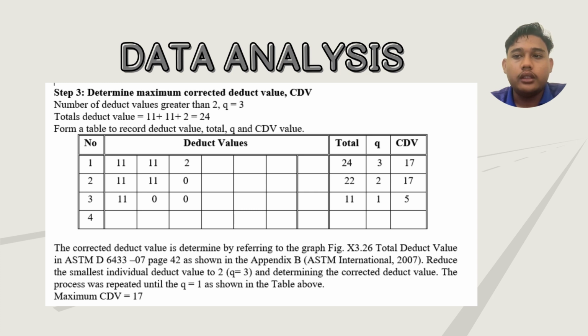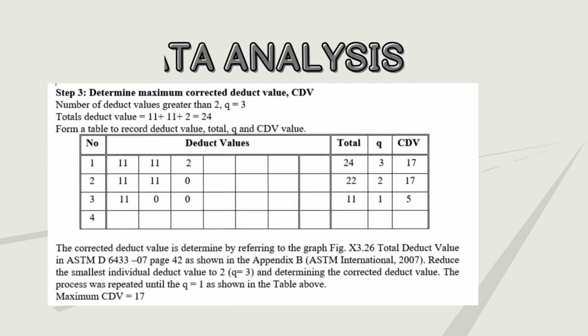and the corrected deduct value is determined by referring to the graph of total deduct value in ASTM D6433-07 page 42, and we reduce the smallest individual deduct value to 2, Q equal to 3, and determine the corrected deduct value. The process was repeated until Q equal to 1, and the maximum corrected deduct value is 17.